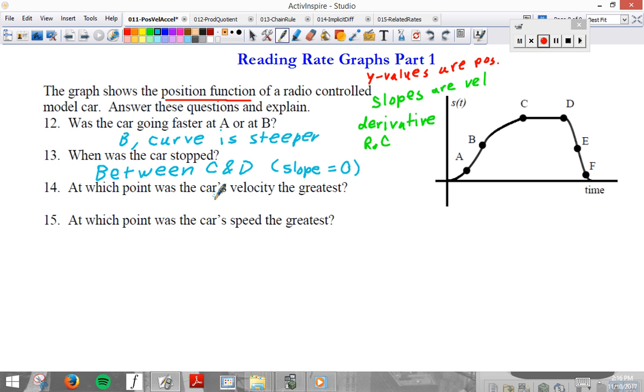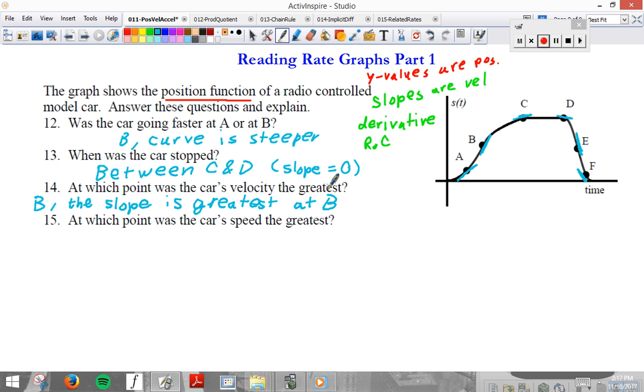At which point was the car's velocity the greatest? This will also be point B. Now, if we're looking at all of the possible slopes here, it's a little inaccurate still. Looking at all the possible slopes at each of these points, the only real competition comes from this side of the graph. But we're looking at velocity. So we're not looking at which slope is steepest overall. We're looking at which slope is greatest. The slope is greatest at B.